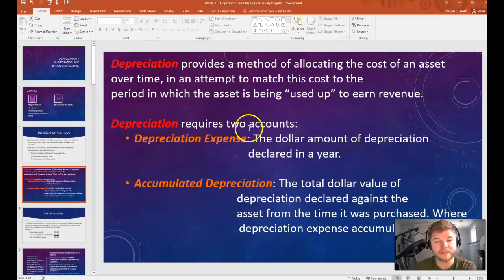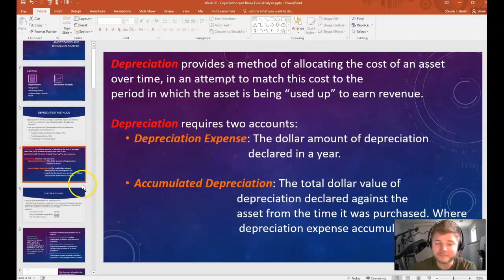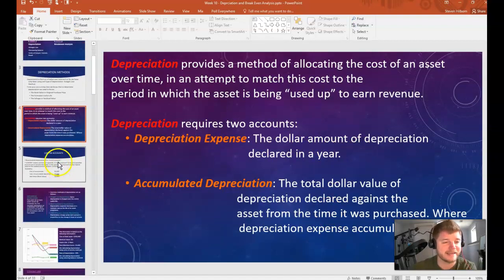So we require 2 different accounts. We've already seen the depreciation expense account. So that's the amount of depreciation declared in a year. And then the accumulated depreciation, which is the total dollar value of the depreciation declared against the asset from the time it was purchased. So basically it's the amount that we have reduced from the original asset value. Thrilling stuff, I get it.